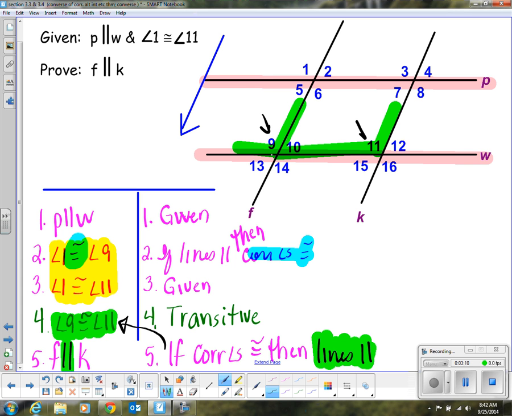No, we can't do 9 congruent to 11 because we were not given those parallel. Okay, yesterday you were not given this. You were given P parallel to W, F parallel to K. Today we're not given that. We're only given one parallel. We are now done. 2.